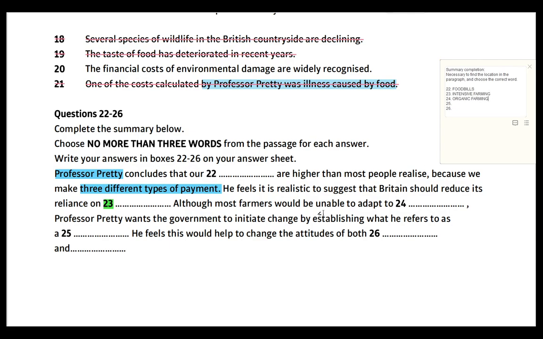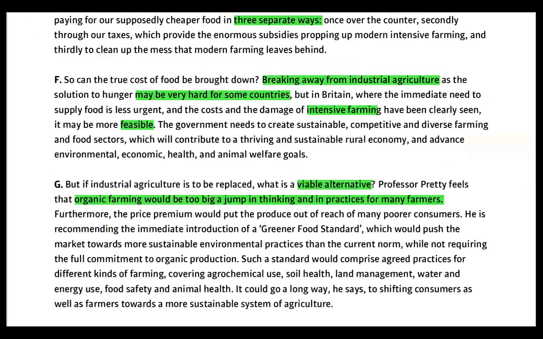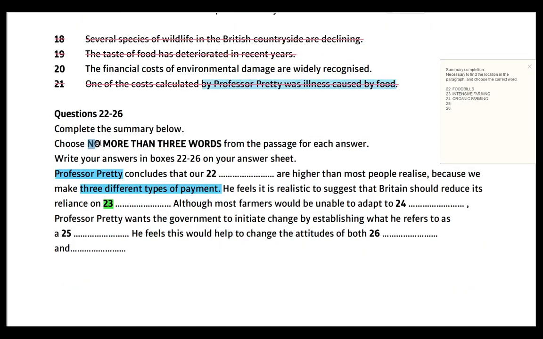So organic farming. Number 25. Professor Pretty wants the government to initiate change by establishing what he refers to as a. All right. So he is recommending the immediate introduction of a greener food standard. So that is the answer: a greener food standard. Because we know it's no more than 3 words. Greener food standard. Whereas in 26, we're not really sure.